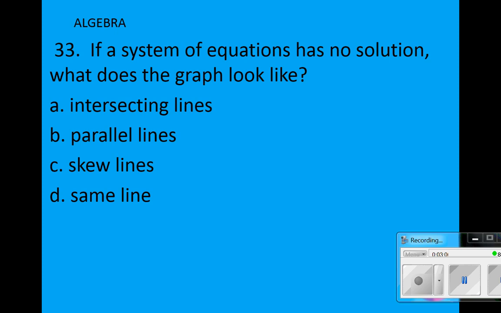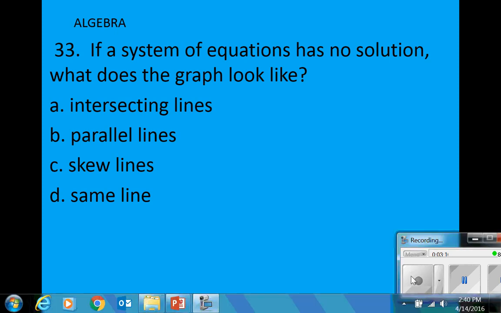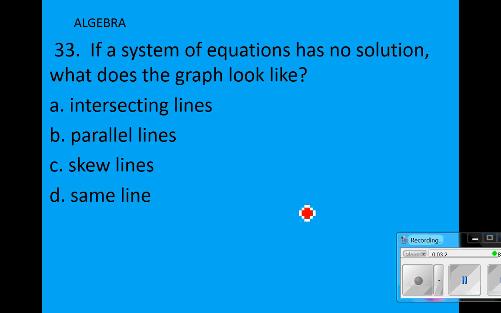Question 33. If a system of equations has no solution, what does the graph look like? If it's a system, there's 2 lines, and remember, if it doesn't have a solution, then it's going to be parallel lines because they never touch. Remember, in a system, the solution is where they intersect. So if it's no solution, they will be parallel lines.